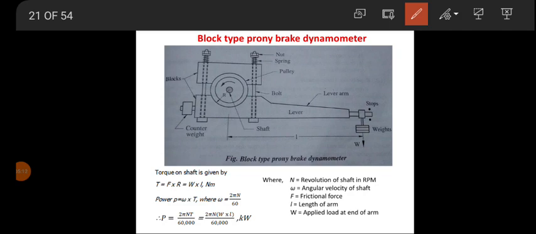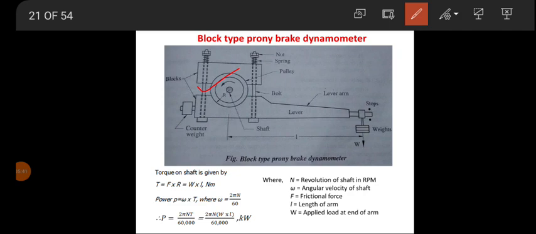Then we have a nuts and bolts mechanism also there. The nuts and bolts mechanism adjusts the gap between the wooden blocks and the pulley. As you can observe in this diagram, adjusting the gap between the wooden blocks and the pulley, or we can call it a drum.